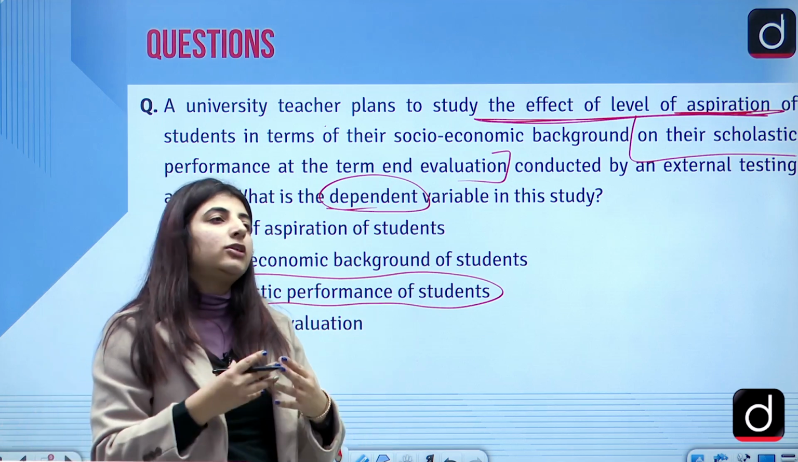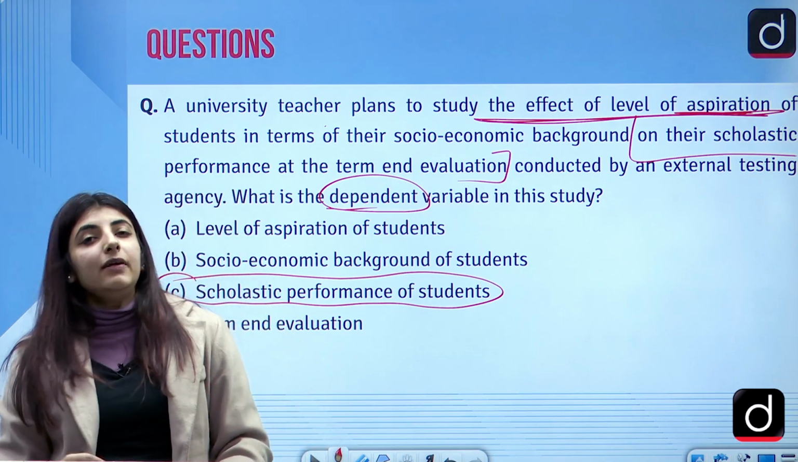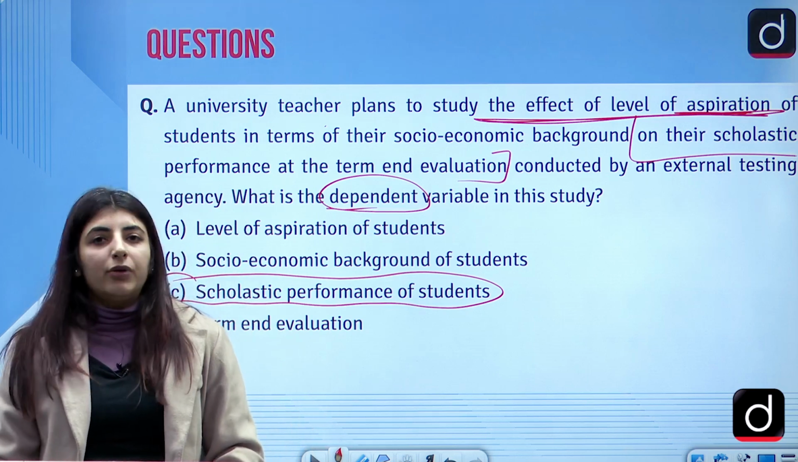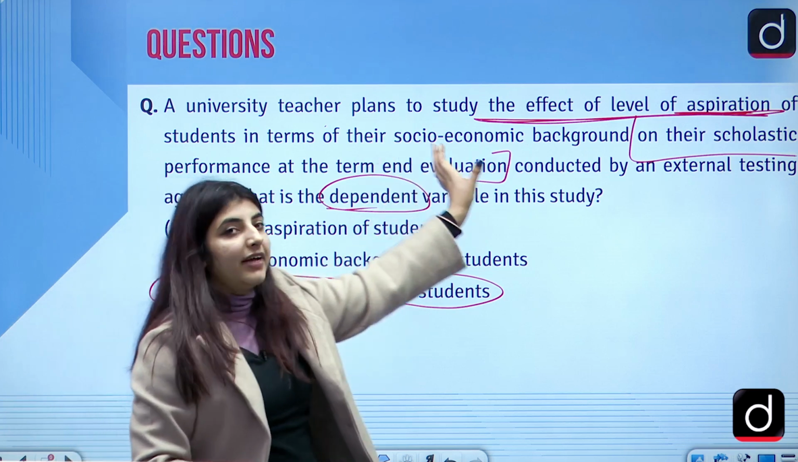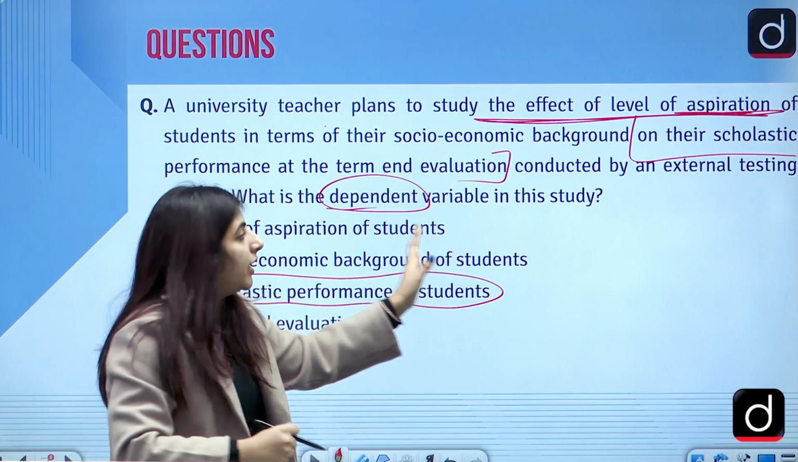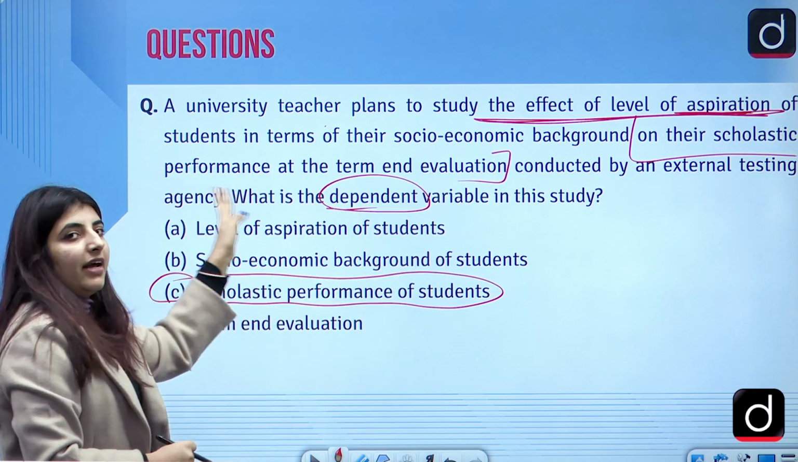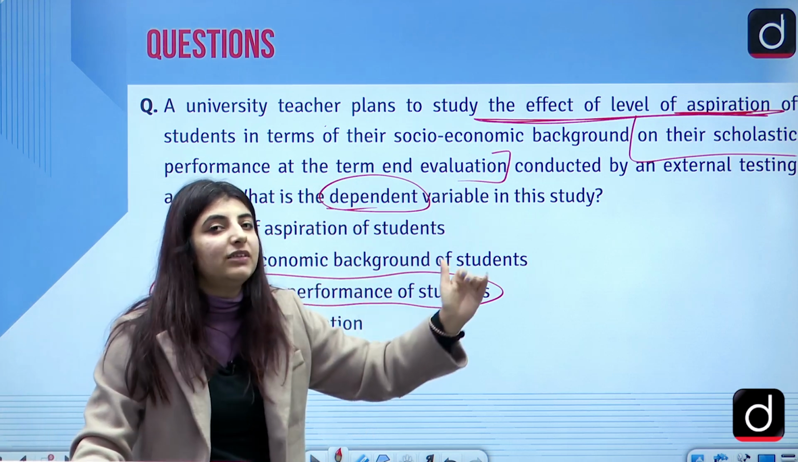But if a student is a little aimless and he or she is less aspired, then he will not score that good in the term end examination. Correct? So we are seeing the effect of aspiration on the student's score. This thing which they have given here is extraneous. Or maybe this is not even extraneous, we can say.